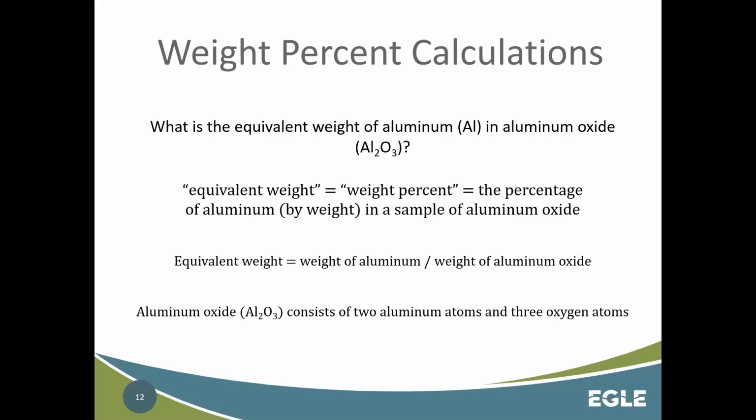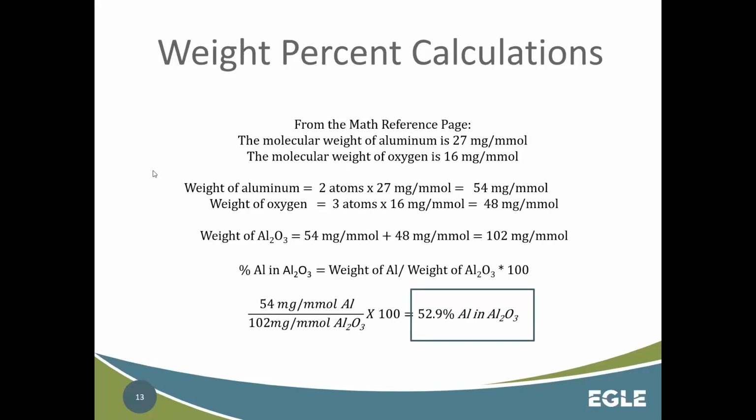aluminum oxide. So the way that we're going to be able to solve this is we're going to calculate our weight of aluminum, and then we're going to divide that by the weight of the aluminum oxide. As we discussed, we've got 2 aluminums, Al2, that's what this indicates, and we've got 3 oxygens, O3. So back on our reference page, we listed the molecular weight of these 2 elements. Aluminum is 27 milligrams per millimole, and oxygen is 16 milligrams per millimole.